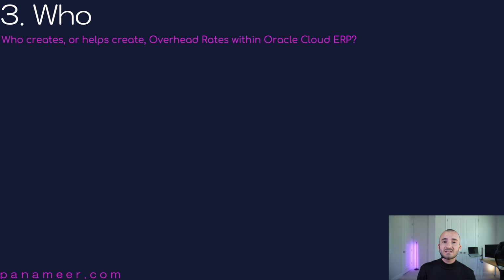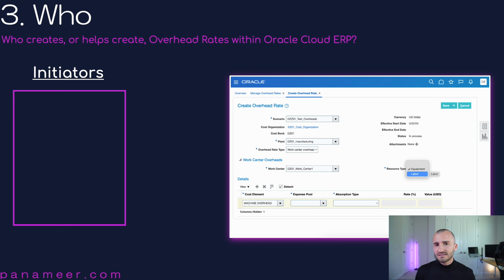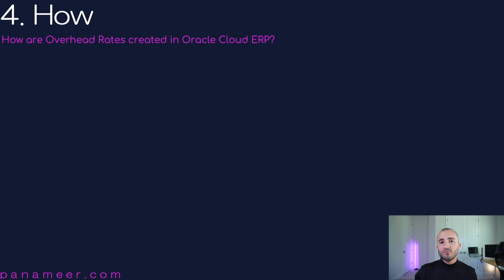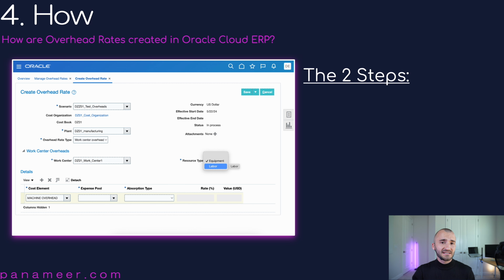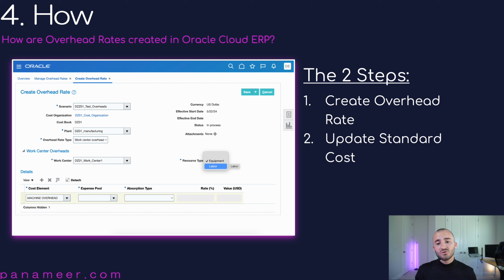Third, who creates or helps create overhead rates within Oracle Cloud ERP? This is a little bit different than in resource rates. The overhead rates are not created in manufacturing. They are directly created in cost accounting by the cost accountant. Fourth, how are overhead rates created in Oracle Cloud ERP? This is just one step less than in the resource rates. First, you create the overhead rate inside of a cost scenario, and then this cost scenario gets published, or you update the standard cost for this cost scenario.